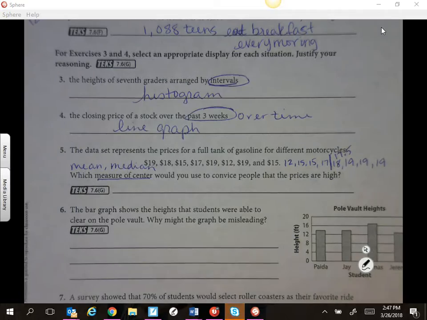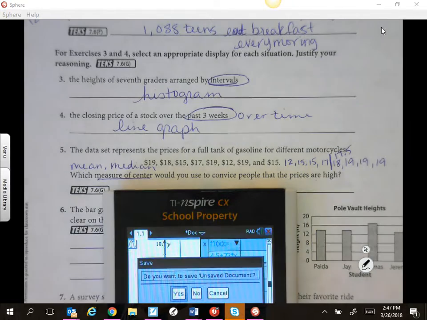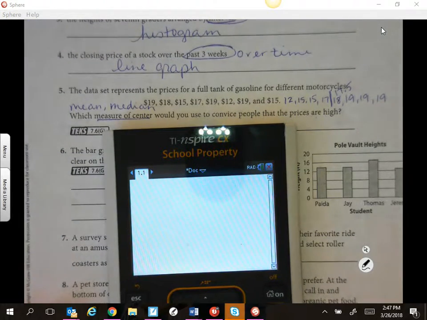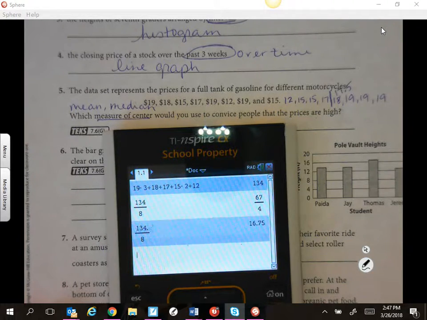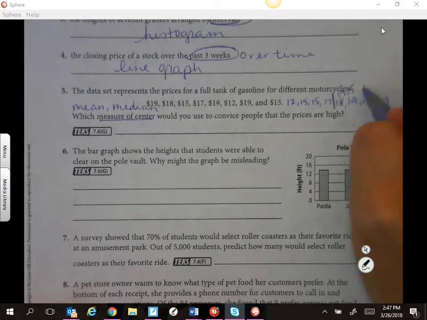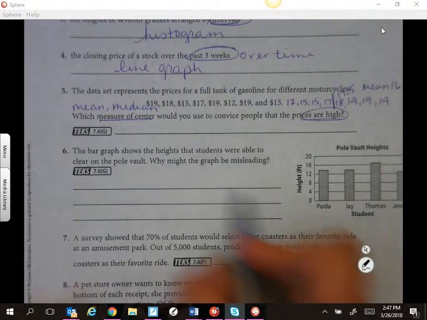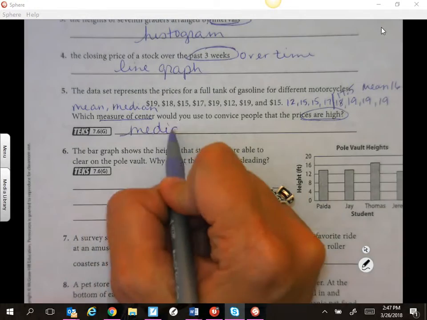The mean, and you will need to do this by hand, but because we're recording, we're going to go ahead and do it quickly. So we have 19 times 3, 18, 17, we have 2 15s, and a 12. We're going to divide that. We said we had 8 numbers. Forgot to put the decimal. 16.75. And to convince people that prices are high, the median would be higher. Okay?